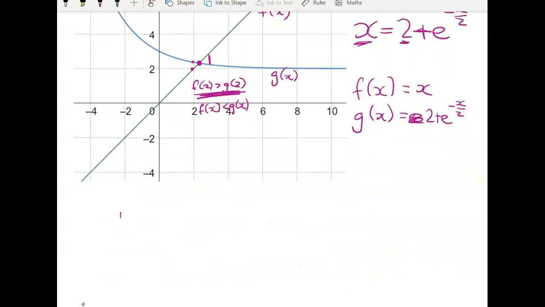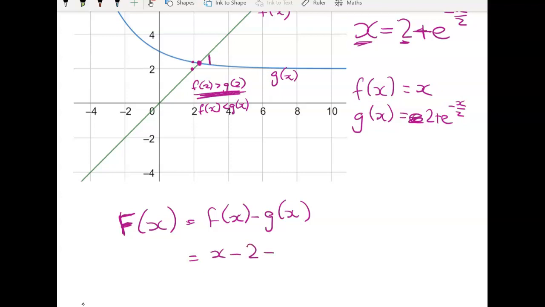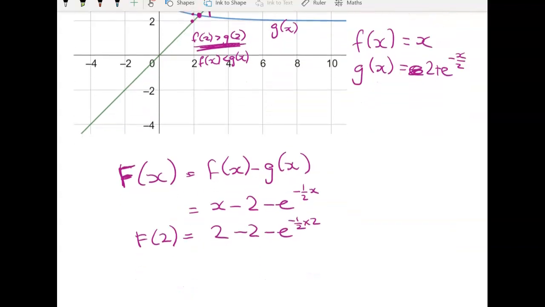The other way is to set up a new function, and this is quite common notation, writing this new function as the left-hand side minus the right-hand side. So in this case, we get x minus 2 minus e to the negative a half x. If we evaluate that at 2, we get 2 minus 2 minus e to the negative a half times 2, and that gives me negative 0.368, which is less than 0.